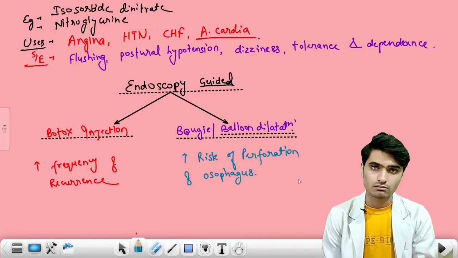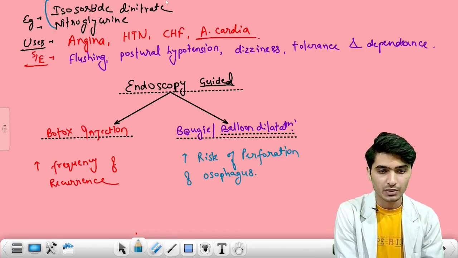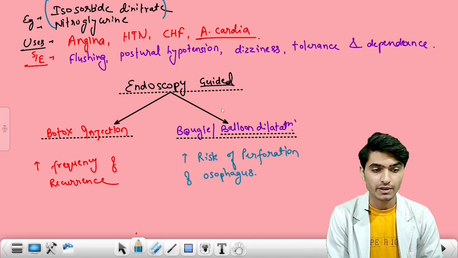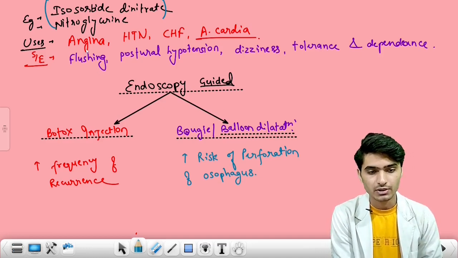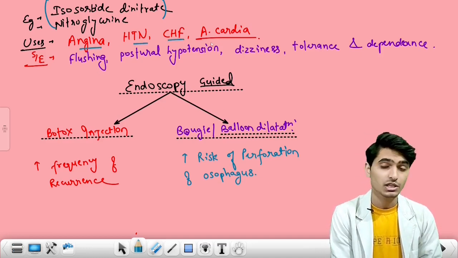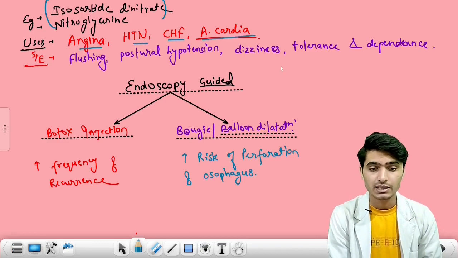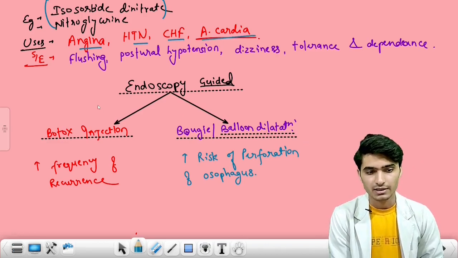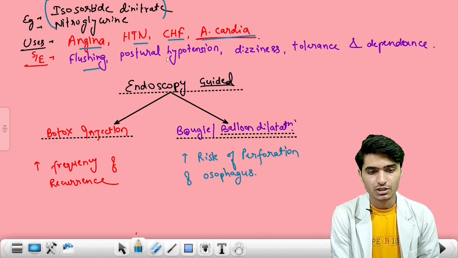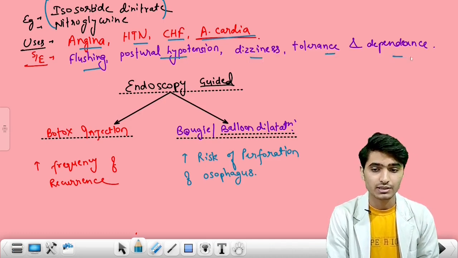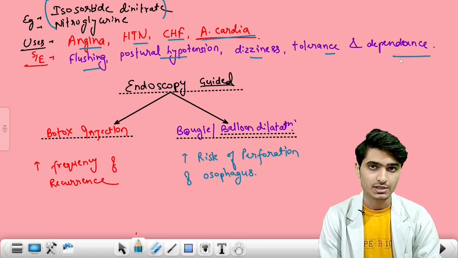Now examples include isosorbide dinitrate and nitroglycerine. The uses include the same as above: angina, hypertension, CHF, the congestive heart failure, and achalasia cardia. And the side effects include flushing, postural hypertension, dizziness, tolerance, and dependence to these nitrates.